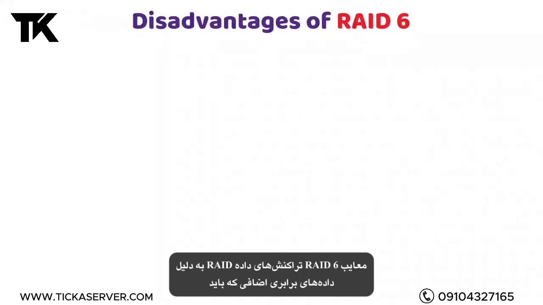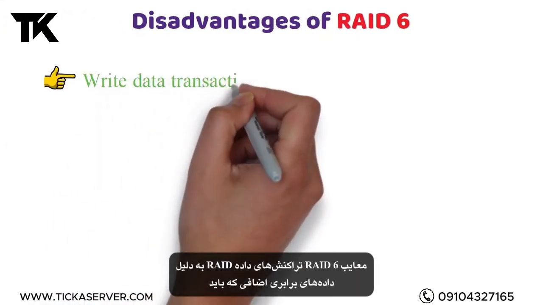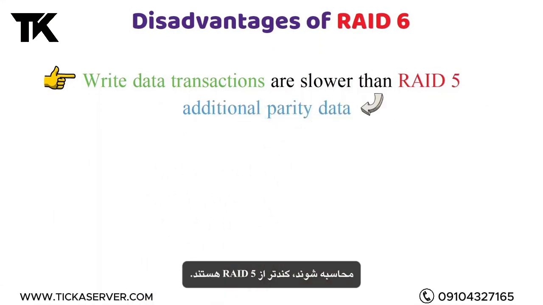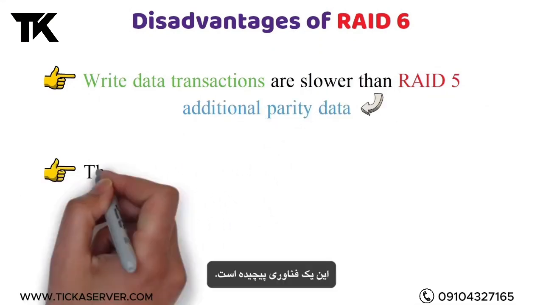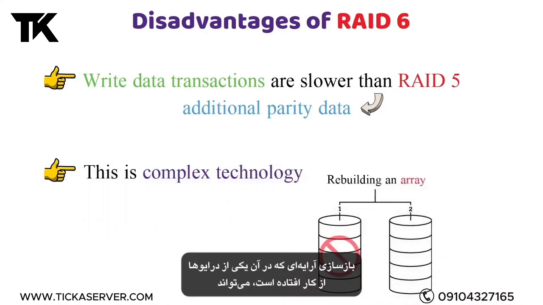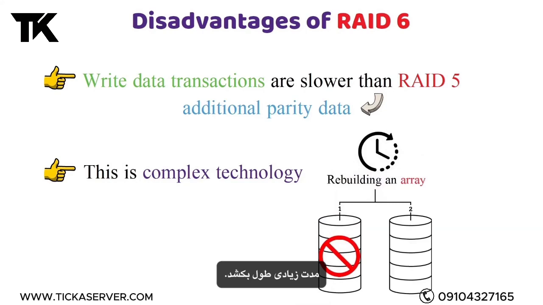Disadvantages of RAID 6. Write data transactions are slower than RAID 5 due to the additional parity data that has to be calculated. This is complex technology. Rebuilding an array in which 1 drive failed can take a long time.